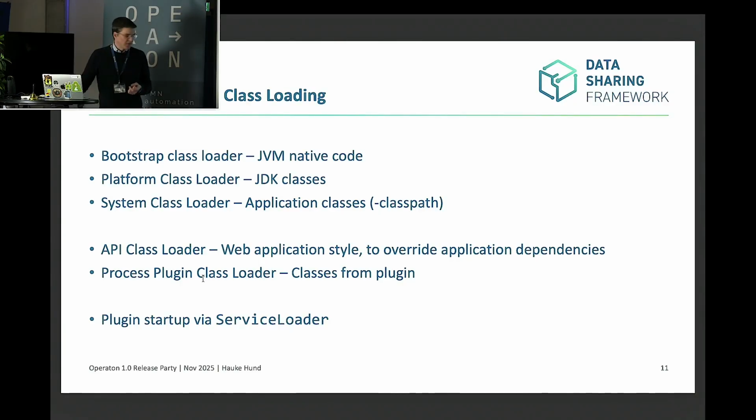Now comes the more technical stuff on how we switched from Camunda to Operaton. One last background slide here. If you are a Java developer, this is not news to you. When your application starts, a bootstrap class loader loads your JVM native code. Then comes the platform class loader that loads JDK classes. Then you have your system class loader that loads all your application classes. So basically all that stuff that's configured via class path. I'm not talking about module path, because that's a different world. But this is basically usually what you do, and you're done here.